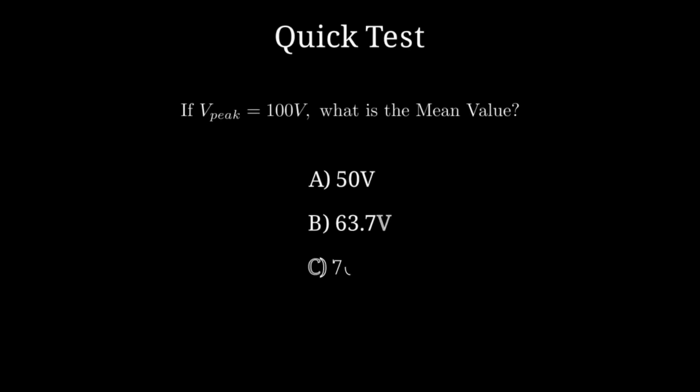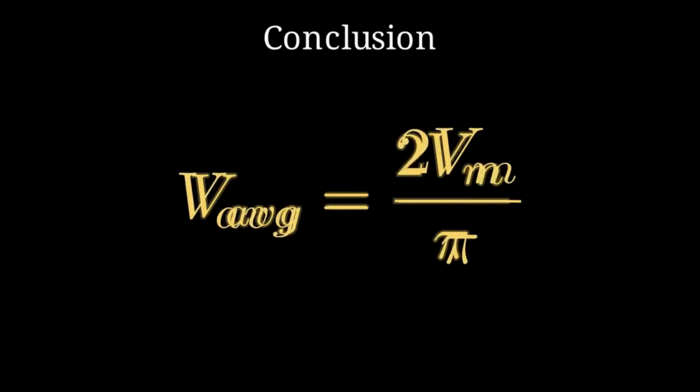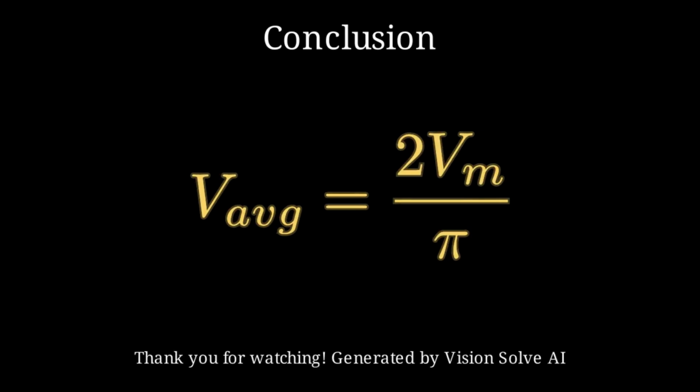Test your knowledge. If the peak voltage is 100 volts, what is the mean rectified value? If you calculated 63.7 volts, you are correct. Remember, 70.7 volts would be the RMS value, which is a different calculation entirely. Understanding the mean value is the first step in designing efficient power conversion systems. You can now calculate the DC equivalent of any rectified sine wave.